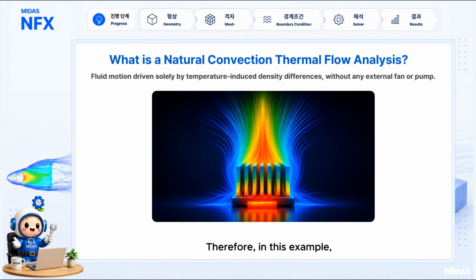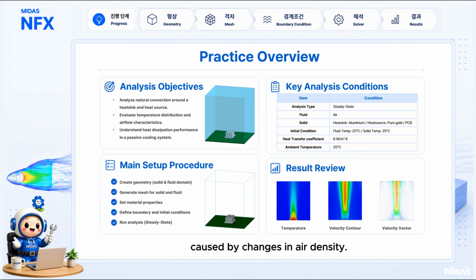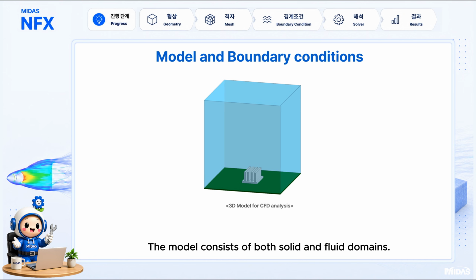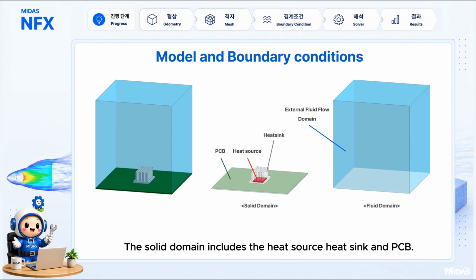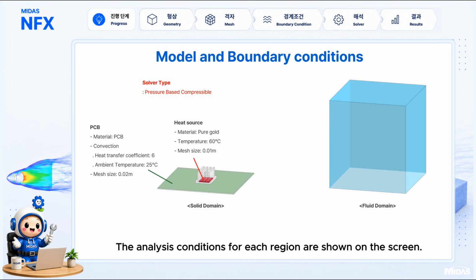Therefore, in this example, a compressible solver is required to account for the buoyancy effect caused by changes in air density. Before we begin today's practice, let's check the model and boundary conditions. The model consists of both solid and fluid domains. The solid domain includes the heat source, heat sink, and PCB. The analysis conditions for each region are shown on the screen.